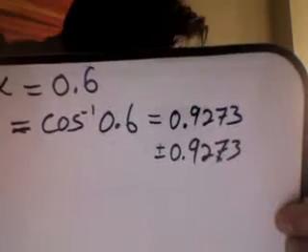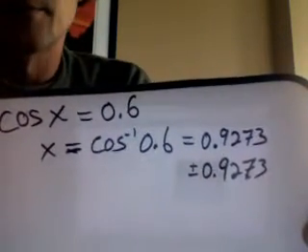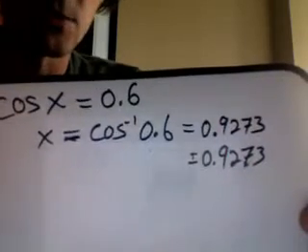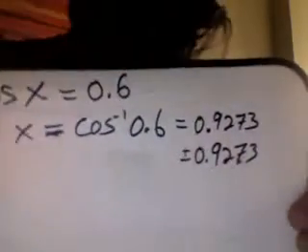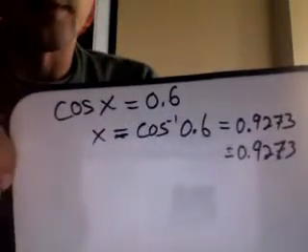Now we also know that because these functions are periodic, we could add plus or minus 2 pi n to that. Depending on the way the question is worded, we may have to add that to our answer. Alright, another simple example, and then that'll end part 1.